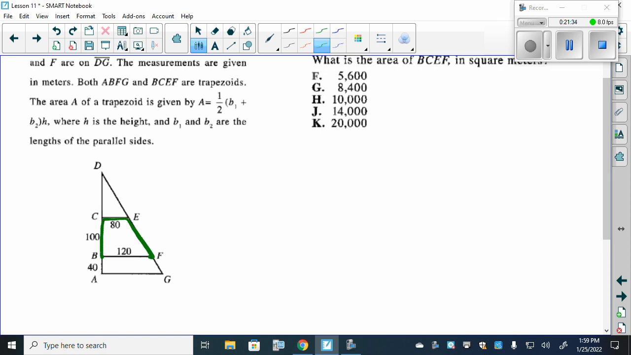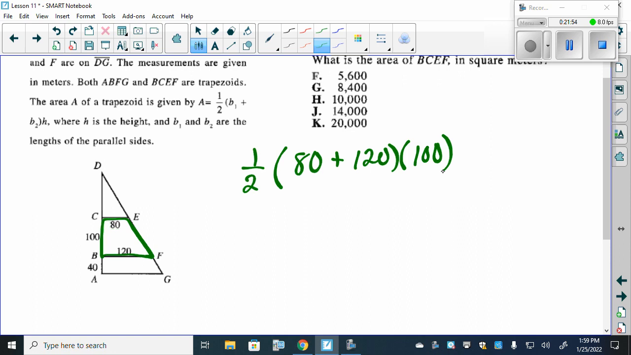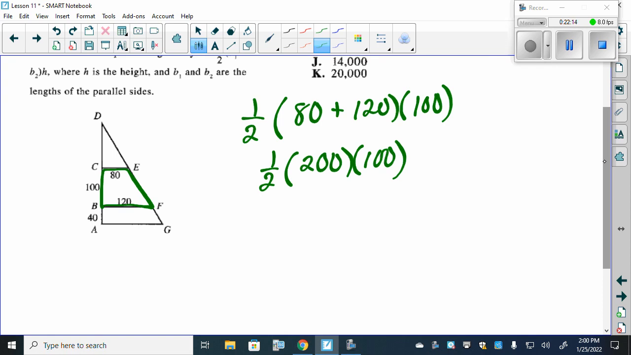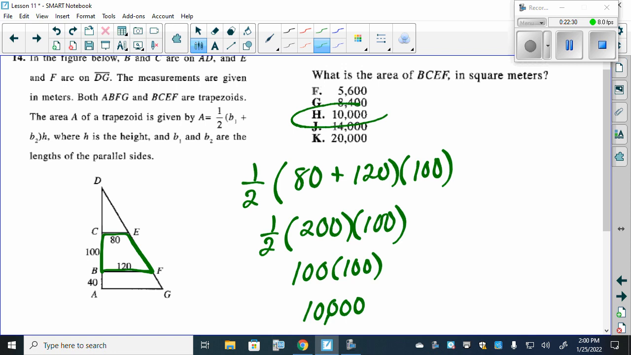BCEF in square meters. Well, it'd be 1/2 of base 1, which is, plus, times. Now at this point, you can type this whole thing in the calculator and get the answer. Now, if we do this by hand, 80 plus 120 is 200. Half of 200 is 100, and 100 times 100 is, so the area is 10,000.